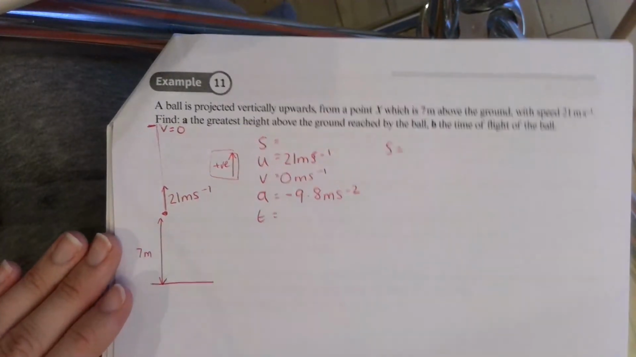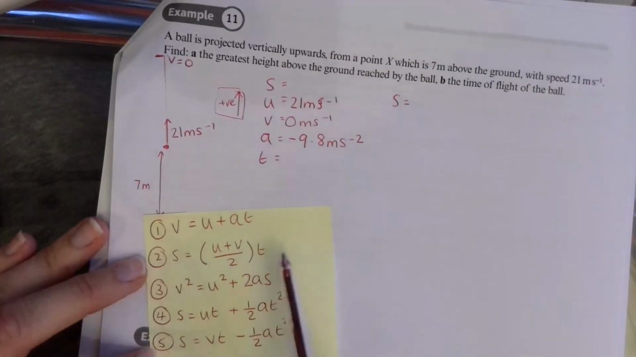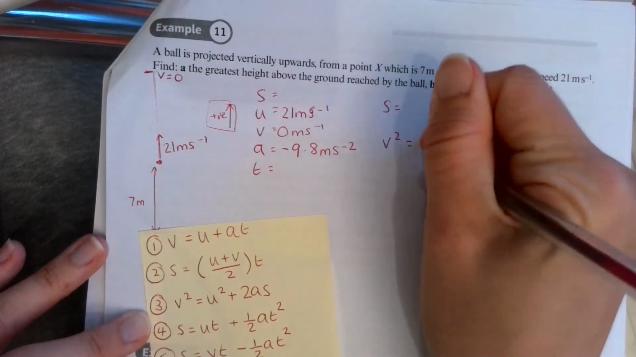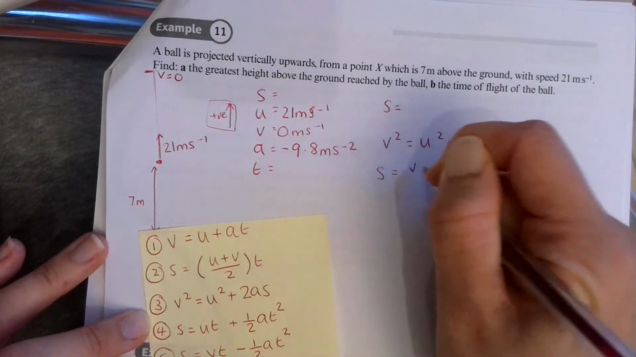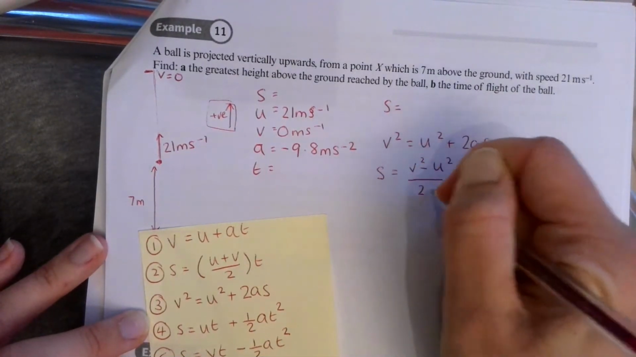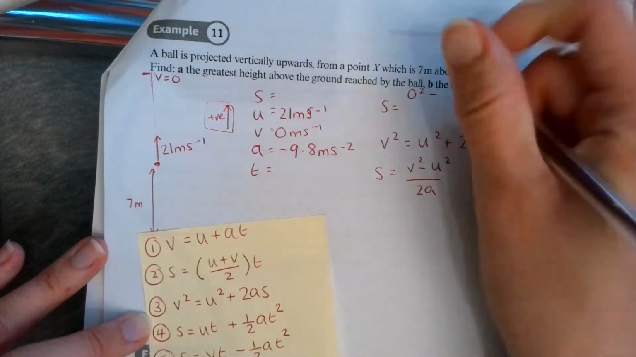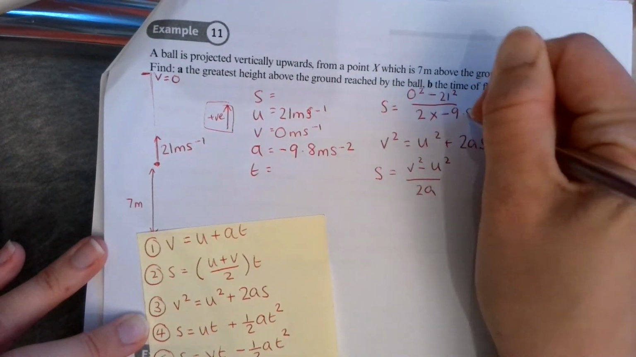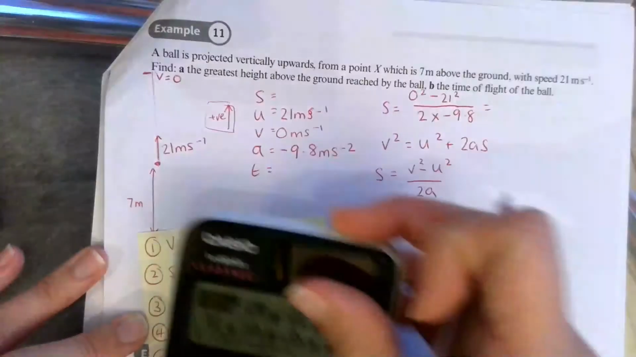So if I have a look again, there we go. Have a look at which formula I'm going to use. Not that one that's got a T in it, I'm going to use formula number 3 here: V squared equals U squared plus 2AS. If I rearrange for S, I get V squared minus U squared, divided by 2A. That's what S is equal to. So let's put that in. V is 0, so 0 squared minus 21 squared, all divided by 2 lots of minus 9.8, because remember, A is minus 9.8. And you put that into your calculator to see what we get.